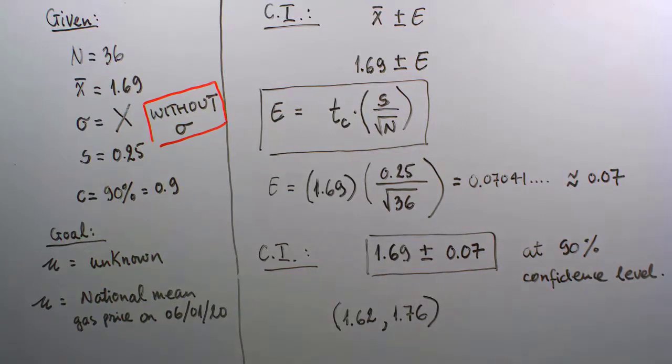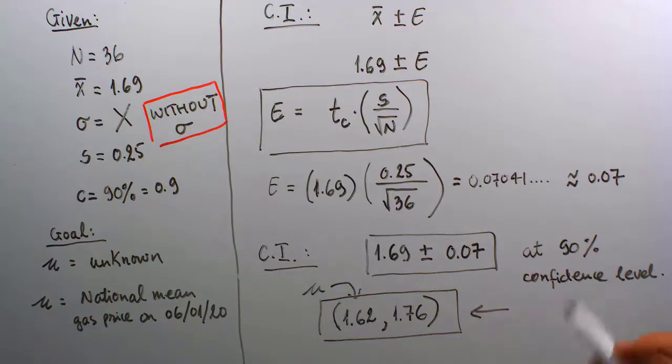So again, what it says here is that our unknown national mean gas price on June 1st, 2020 is estimated to be somewhere inside of this interval between the low end $1.62 and the high end $1.76, guaranteed at 90% confidence level. And this interval right here is once again what I refer to as the confidence interval in traditional format.